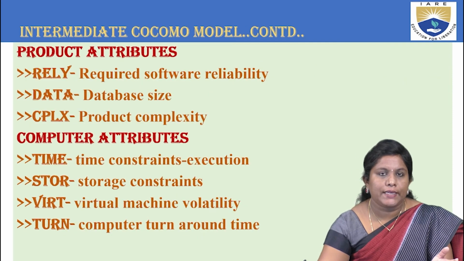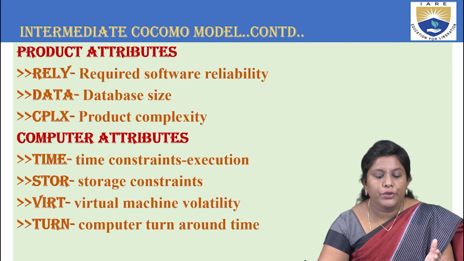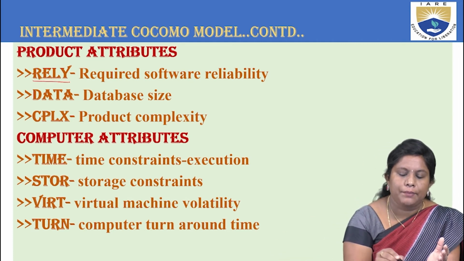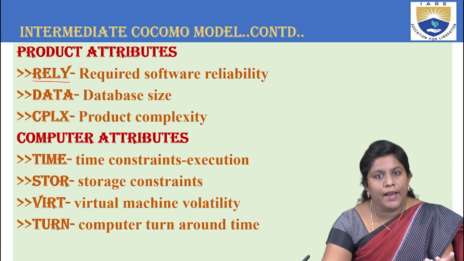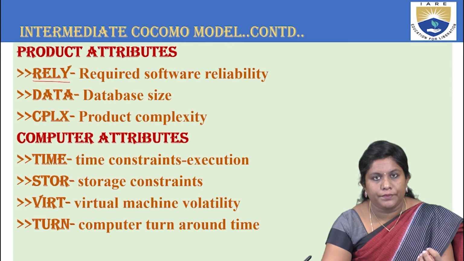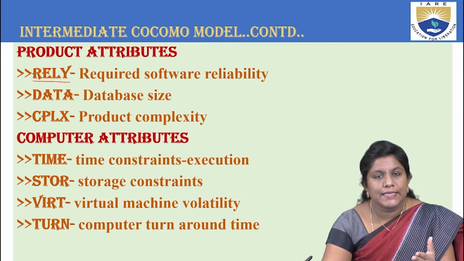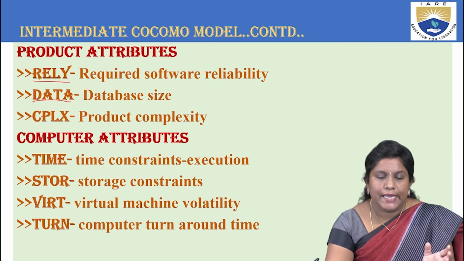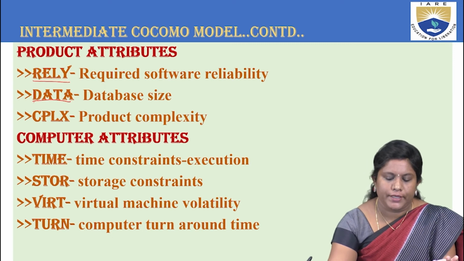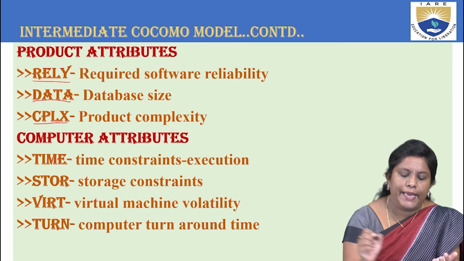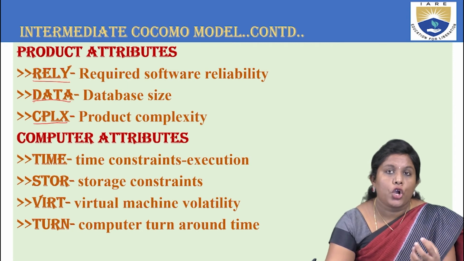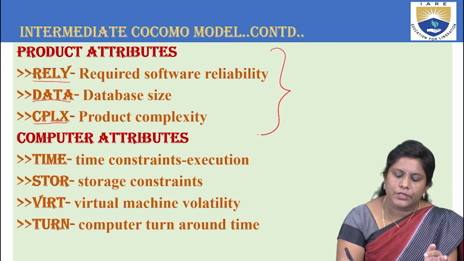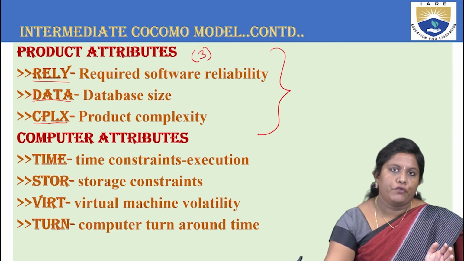So moving to the first one, that is product attributes. When you say product attributes, you have something called RELY. RELY is nothing but required software reliability. How reliable is your software? The requirement is nothing but this RELY. Next, the size of the data, in short termed the database size. And then you have complexity of a product, which is CPLX, which stands for product complexity. These three things come under the product attributes. As I have told you, they have three things that have to be focused on.